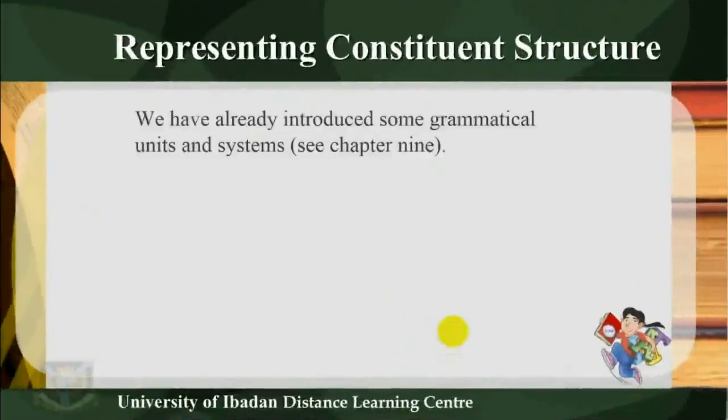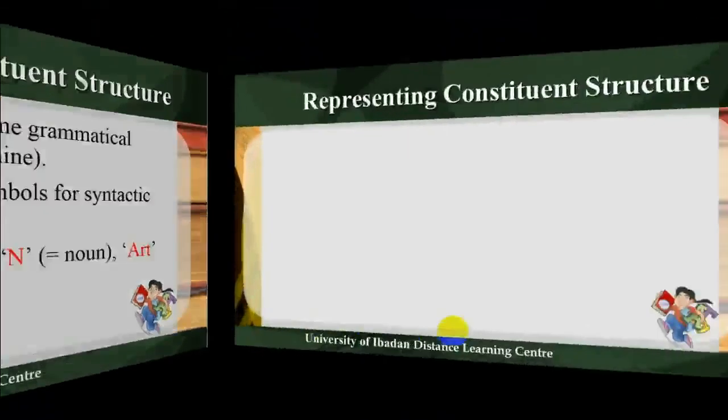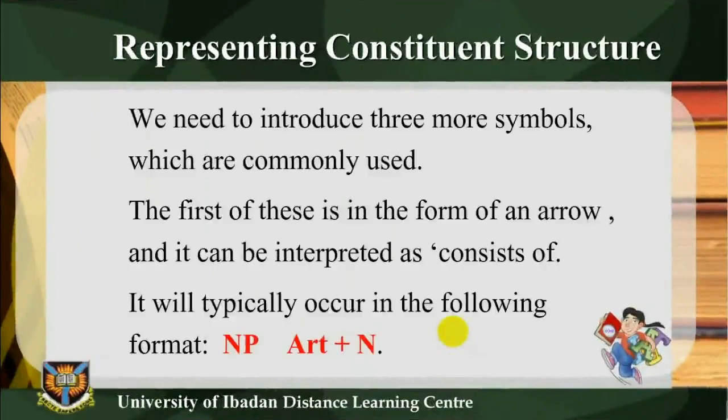Representing constituent structure. We have already introduced some grammatical units and systems. See Chapter 9. There are abbreviations and symbols for syntactic analysis. Examples are S equals sentence, N equals noun, Art equals article, and so on. We need to introduce 3 more symbols which are commonly used. The first of these is in the form of an arrow, and it can be interpreted as consists of.